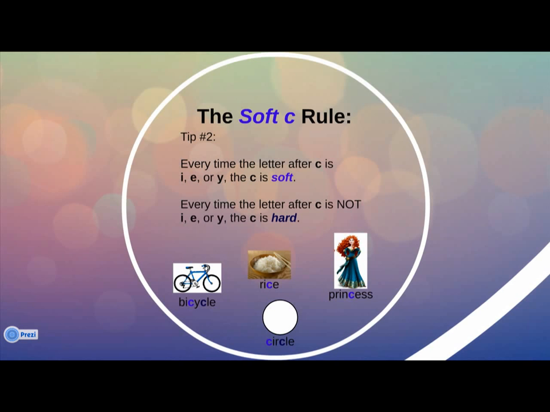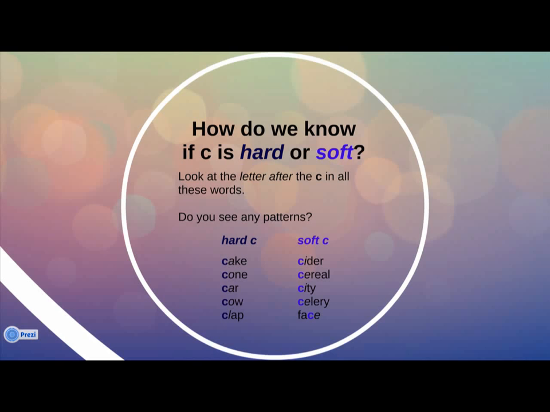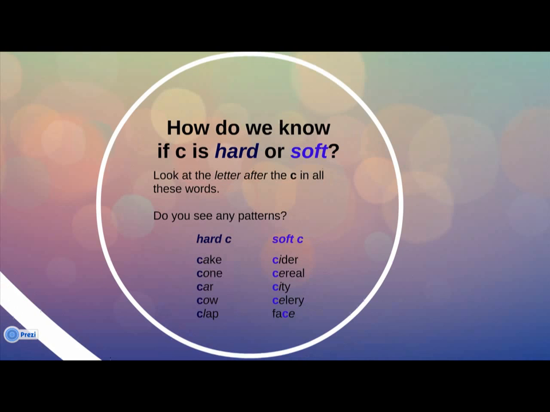Let's go back and look at that list again. So you see under hard C, the letters after C here are A, O, and L. So there's no E, no I, and no Y after the C in those words. But under soft C, all of these words have an I, an E, an I, an E, and an E. So they all have I, E, or Y after the C. And that's how we know that those C's make the S sound, and the hard C's on the other column make K.